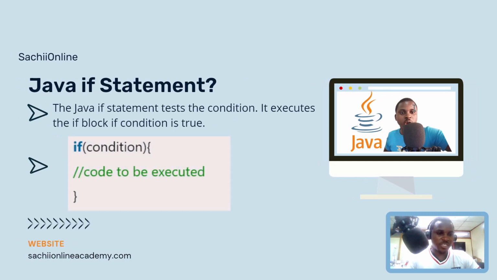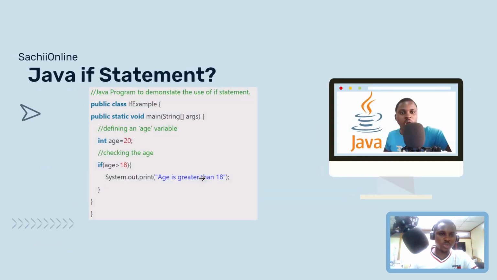You can manage it. So the Java if statement tests the condition, and it executes the block if the condition is true. So normally we have a condition here, and then we check if the condition is true or false. If the condition is true, we just do what's inside the block of the if statement, and then we are going to have the else if.